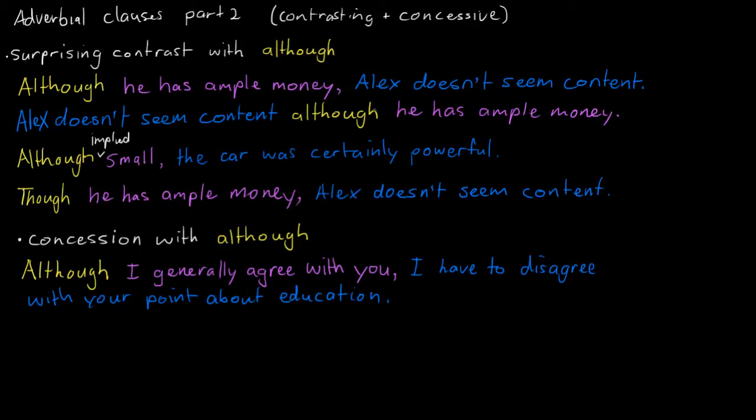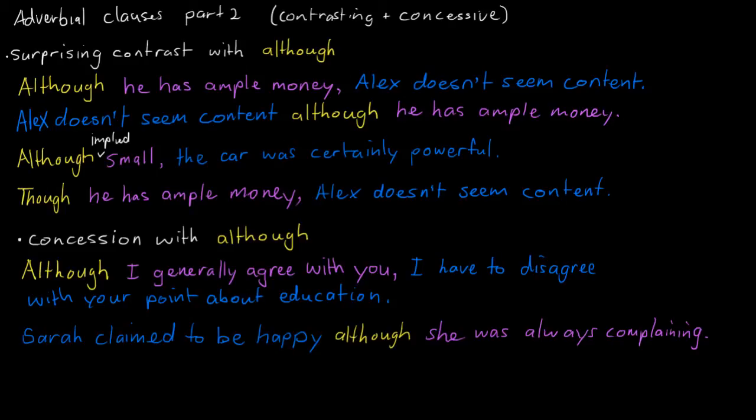Perhaps we'll just go back to the first case here. So he has lots of money. We're not saying here that he doesn't have lots of money. We're saying that he's just not happy. So there's no real contradiction there. But here we're saying, although I agree with you, I have to disagree with your point about education. So in this clause, I agreed. In this clause, I disagree with you. So there really is a contradiction here. There really is what we call a concession, where you detract from or take away from your original statement.